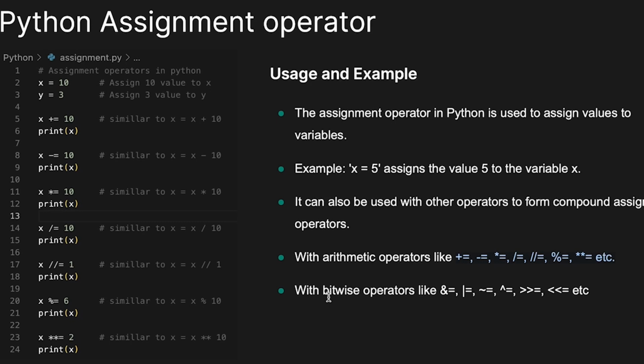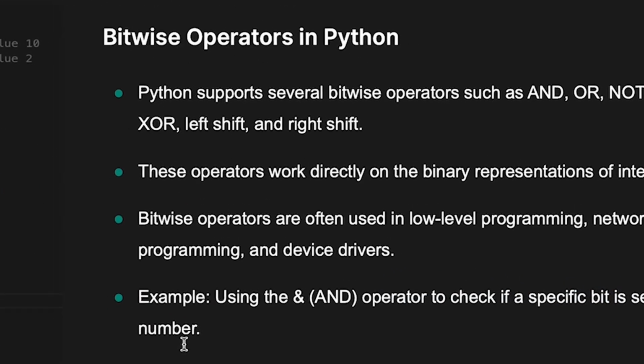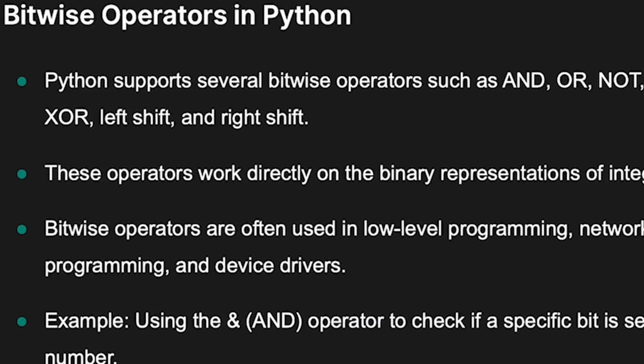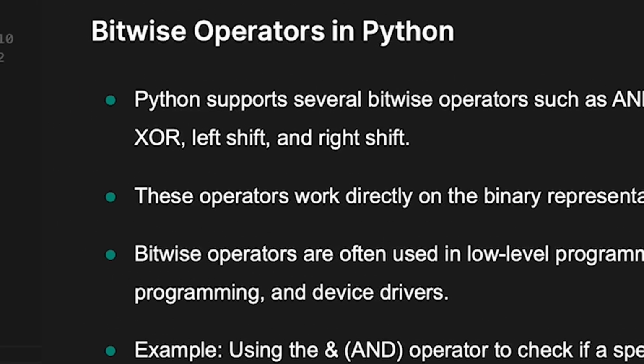Here I have written one statement: we can use bitwise operators like and equal to, or equal to, not equal to, as shorthand operators. Before using these operators, let's understand bitwise operators in Python. Python supports six bitwise operators: and, or, not, XOR, left shift, and right shift. These operators work directly on the binary representation of integers.